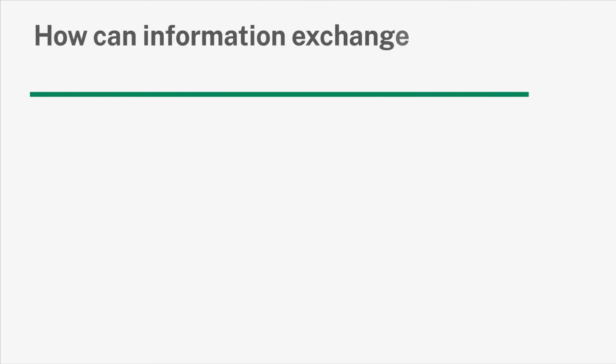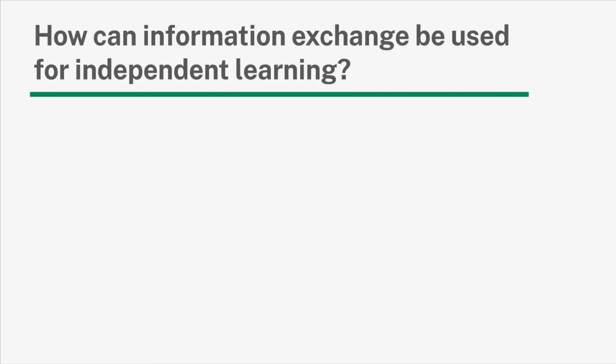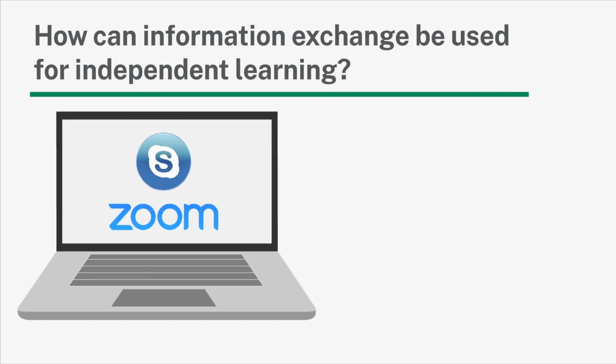How can information exchange be used for independent learning? When a learner is at home, it is still possible to communicate using software such as Skype or Zoom. In fact, activities such as barrier games might be easier to set up, as learners genuinely will not be able to see the information the other learners have, not being in the same classroom. A physical barrier is not required.